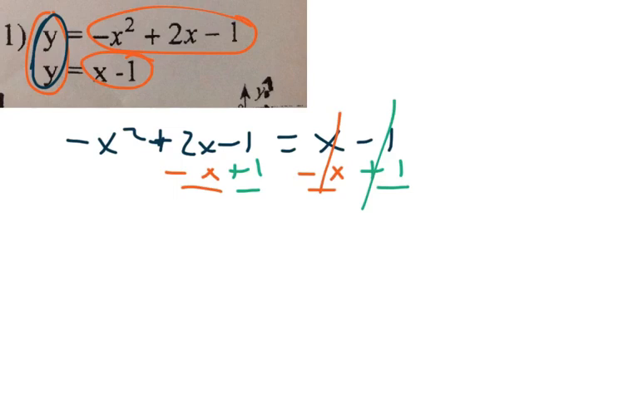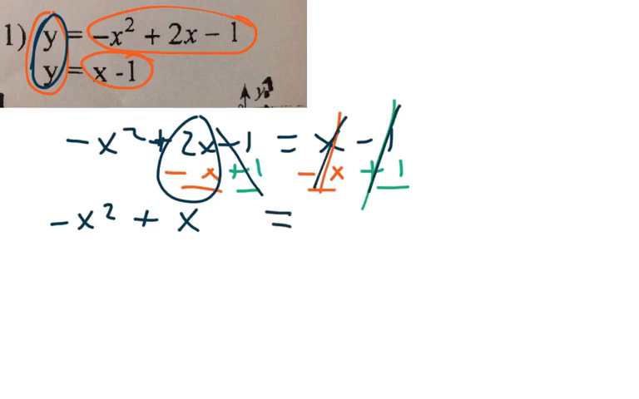Now let's see what we end up with here. I now have negative x squared plus 2x minus x, which is simply 1x. 1 minus 1 is 0, equal to 0. Now, the quickest way to solve this quadratic is, hopefully you recognize, that you can factor it. And that's what I recommend you do.